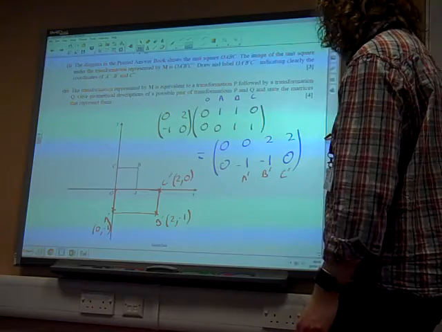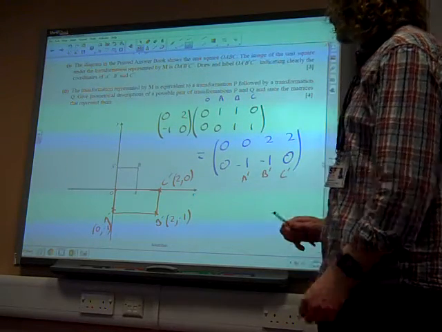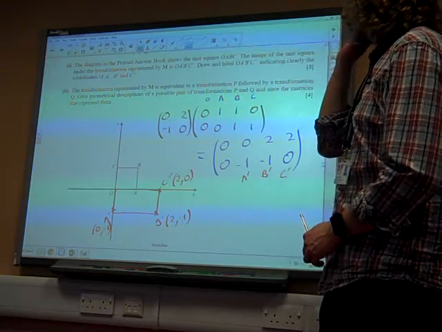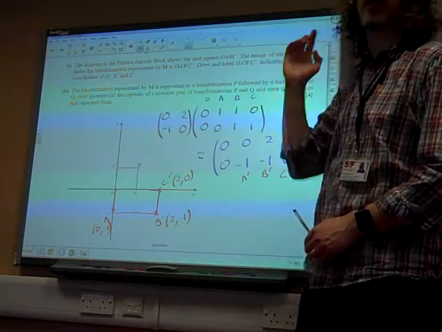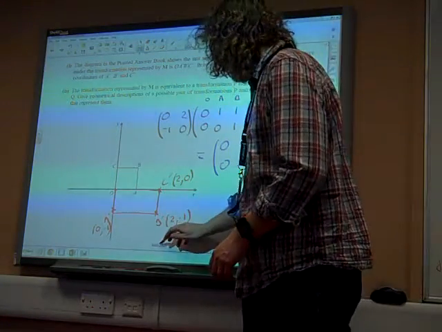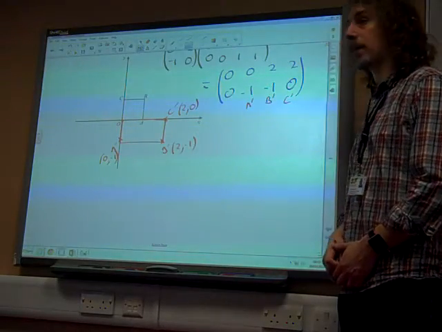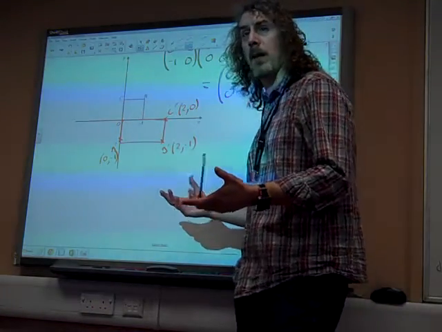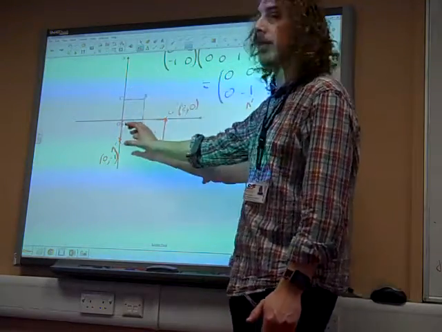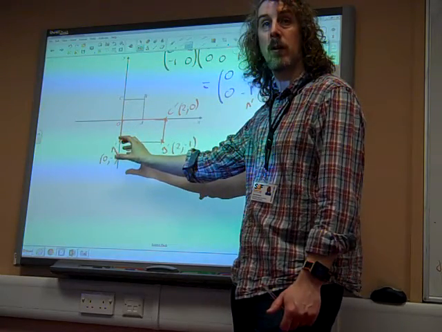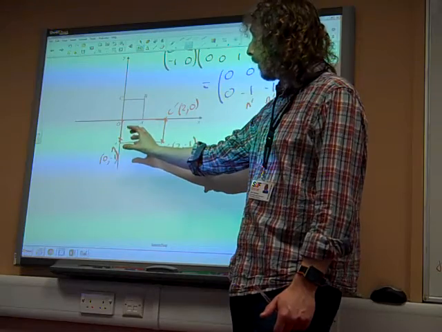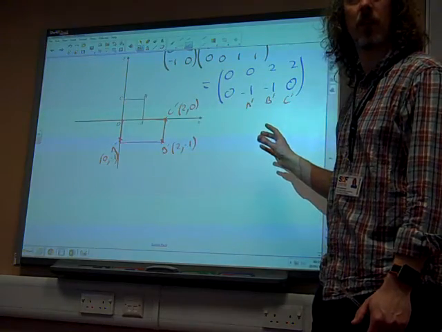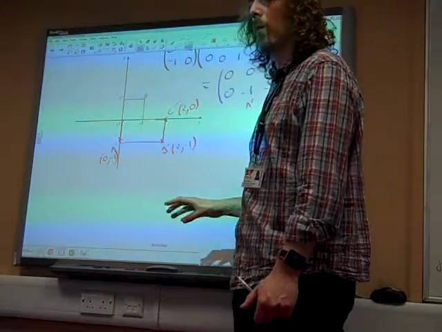Part 2. The transformation represented by M is equivalent to a transformation P followed by a transformation Q. Give geometrical descriptions of a possible pair of transformations P and Q and state the matrices that represent them. Right, so let's think what has happened to this. Having drawn it so well, I hope it's reasonably clear. It looks like we have rotated it 90 degrees clockwise about the origin, and then we have stretched it scale factor 2 in the x direction. Does that seem reasonable?